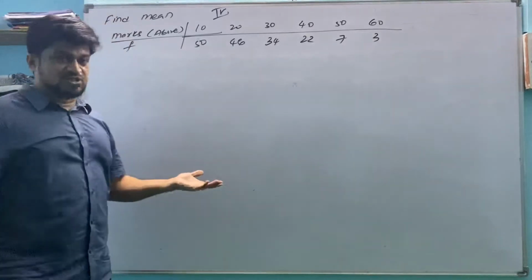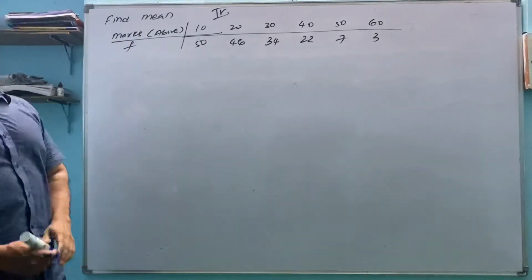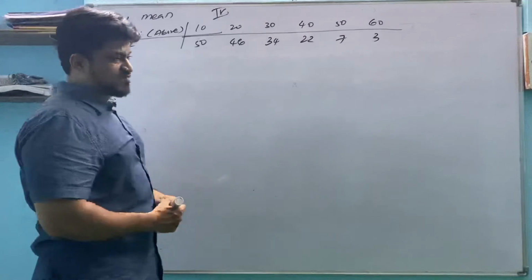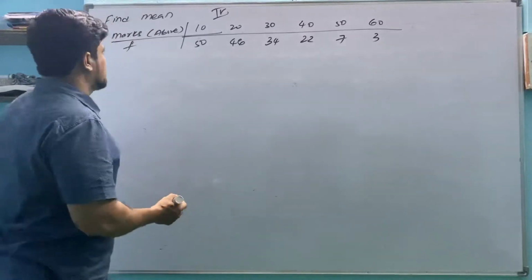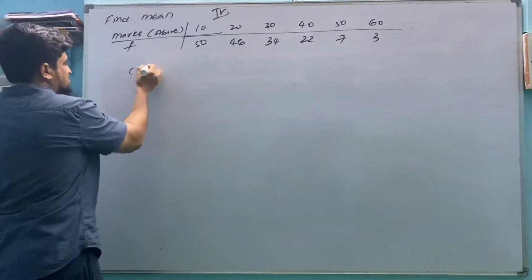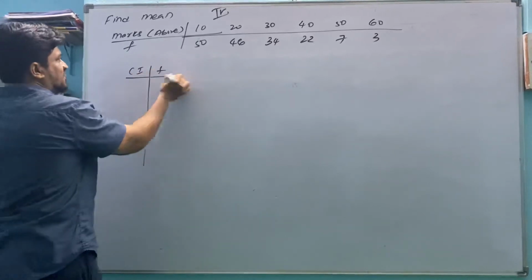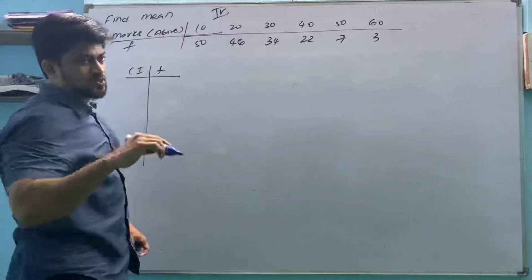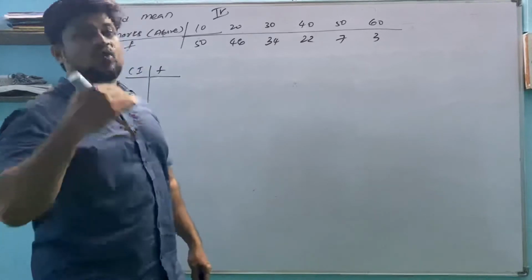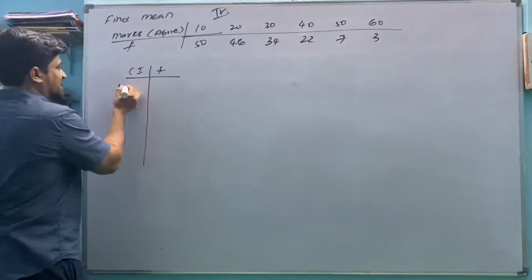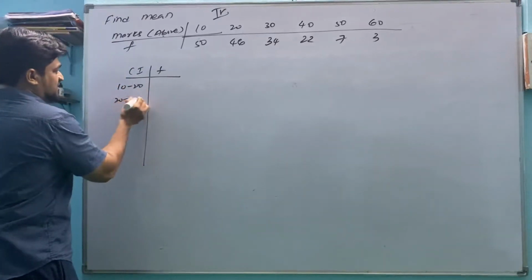Third type, below questions are there. Fourth type is above type questions. For these questions, what do we have to do? Again, same thing we'll do. For above questions, we'll form classes, class interval, frequency. Above 10 means we will not take 0 to 10. Below 10 means 0 to 10. Above 10 means we start from 10 to 20, 20 to 30.